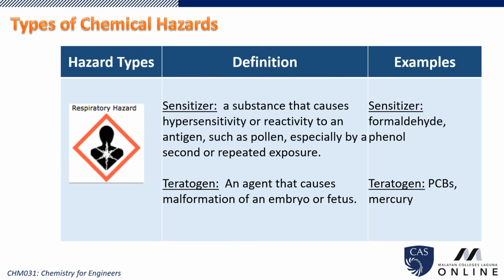Under respiratory hazard, we have sensitizers, which are substances that cause hypersensitivity or reactivity to an antigen such as pollen, especially by a second or repeated exposure. An example of which is formaldehyde and phenol. We also have teratogens, which are agents that cause malformation of an embryo or fetus, an example of which is PCBs and mercury.